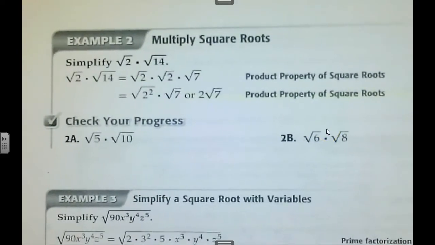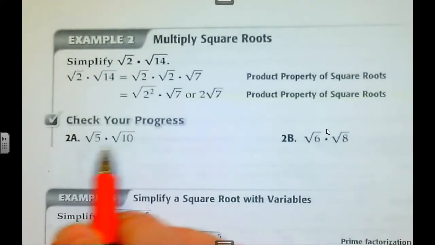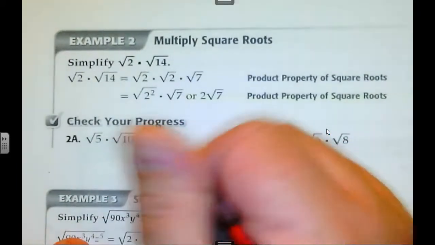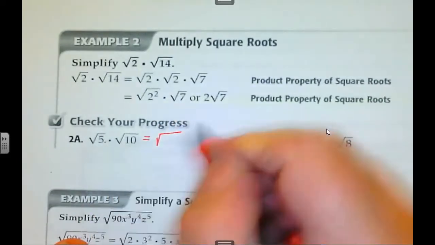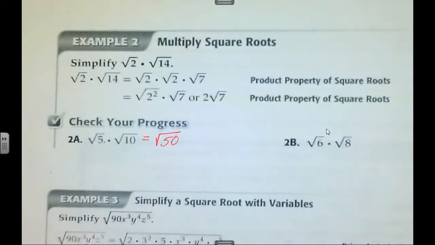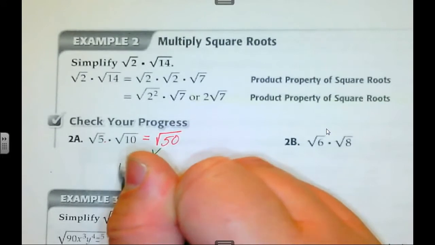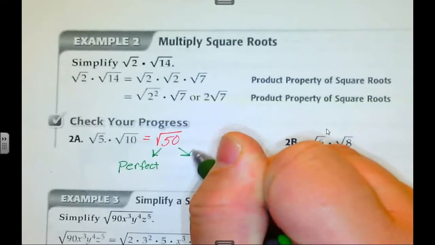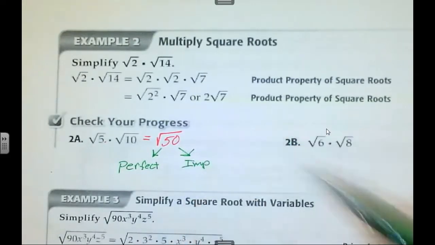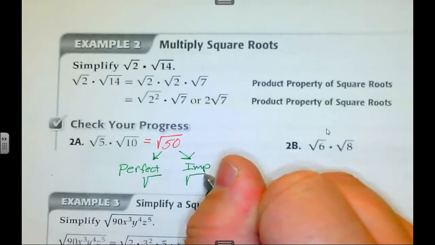Okay, 2a. Look at next page, number 2a. So I'm going to multiply everything under the radical symbol. So I have the square root of 5 times 10, square root of 50, and afterwards I have to simplify to perfect squares and non-perfect, or imperfect. Okay. Means I'm going to have a square root here and a square root here.